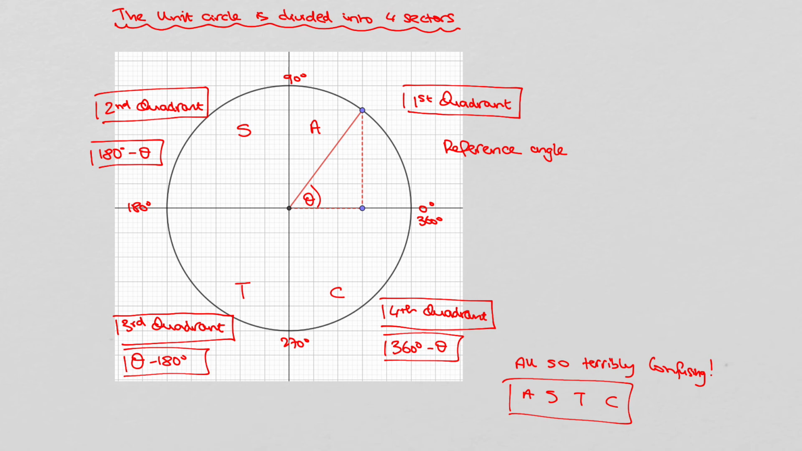Now, the third quadrant is the only one where, if I had it the other way around, if I had the reference angle and I wanted to know what is the equivalent angle in the third quadrant, then I would add it on to 180. So in other words, 30 degrees plus 180 gives me the angle in the third quadrant. Okay, so let's have a look at how we can use this to evaluate different angles using our unit circle only and not using our calculators.